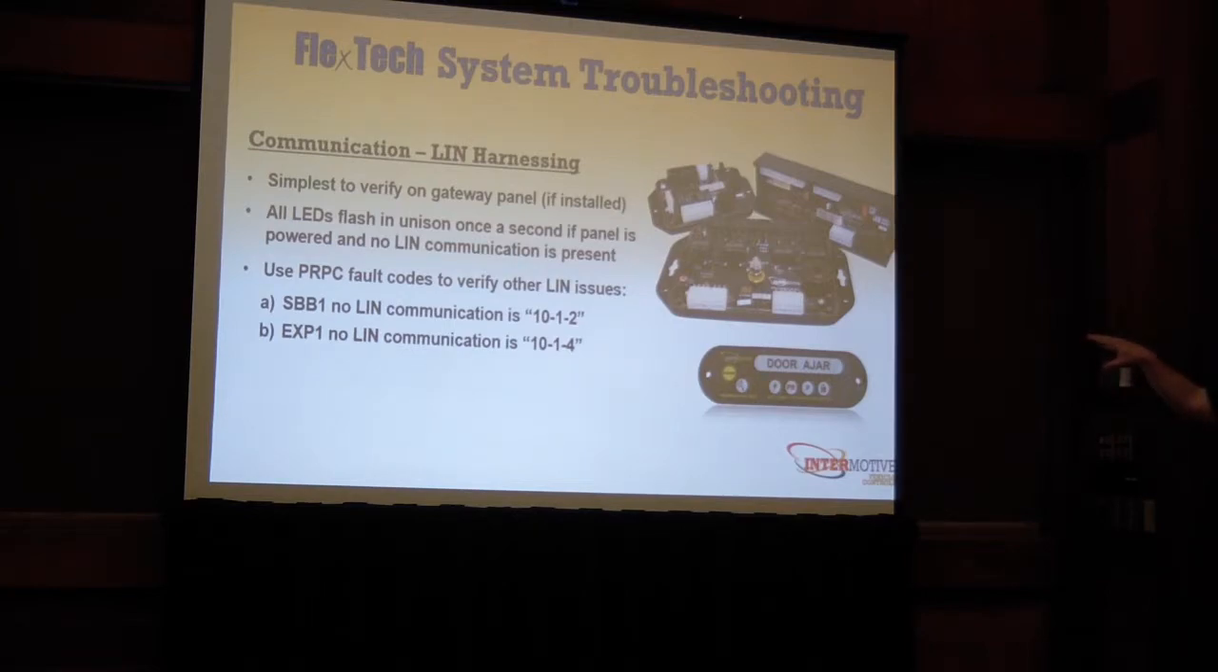There's also 10.1.3 if you had 2 SVBs in the system. A 10.1.3 would be no LIN communication with SVB number 2 in the system. A 10.1.4 is no communication with your first expander board in the system, and then 10.1.5 is the second EXP. Most of the systems will typically only have 1 SVB, switchbacker board, and 1 EXP. That's typically enough for most of the builds.